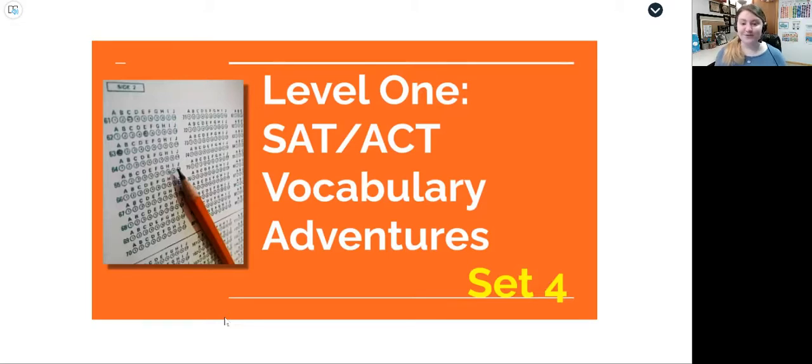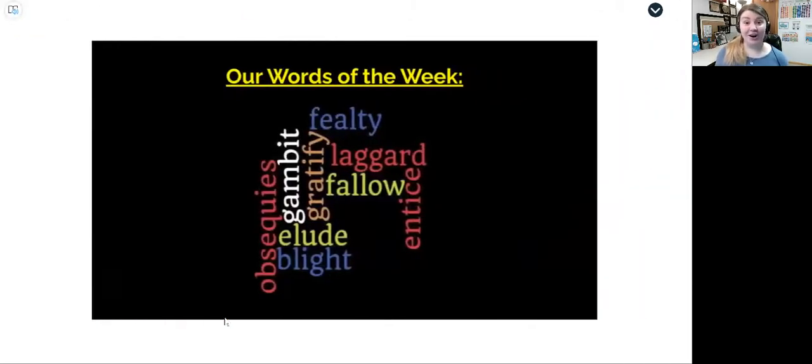This is set number 4, and these are our words of the week. So look them over. We have a fun little word cloud here. Look them over and see if there are any that you recognize. Do you know any of these words already? Are there any words that you're like, oh my goodness, Mrs. Czar, are you even sure that's a word? Okay, great. So let's go ahead and dive in.